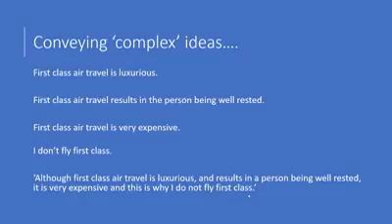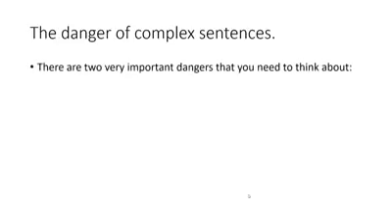So hopefully that makes sense about what is a complex idea and how we use complex sentences to convey those ideas. I think that that's really, really important to break it down to the most basic level so that you guys understand what you're doing. Because if you don't understand what you're doing, it's very difficult to do it. So the danger of complex sentences. There are 2 very important dangers that you need to think about.